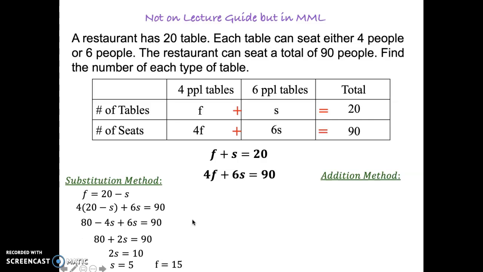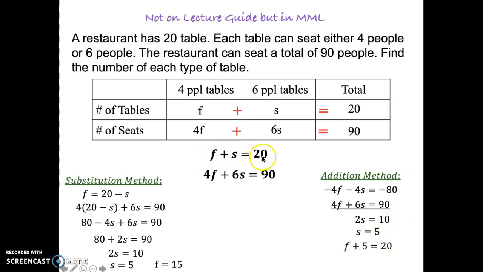If I do the addition method, what I did here was I decided to eliminate my F terms. So I multiplied everything in the first equation by -4. -4F minus 4S equals -80. I'm going to bring down that second equation and add them together. My F terms cancel each other out. -4S plus 6S is 2S. And -80 plus 90 is 10. Divide both sides by 2 and you get S equals 5.